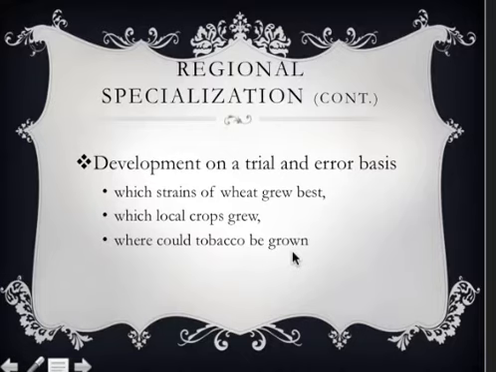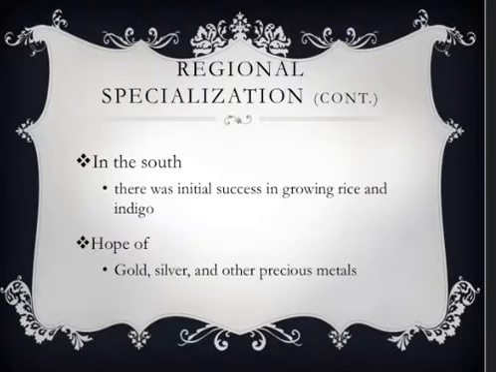So that's understanding a portion of regional specialization: the individuals had to learn what crops grew the best in the colonies. There was nobody there to tell them what was the best, so they would grow different crops and determine which ones were the best, which ones had that comparative advantage in that particular region, and that is what they ended up specializing in.